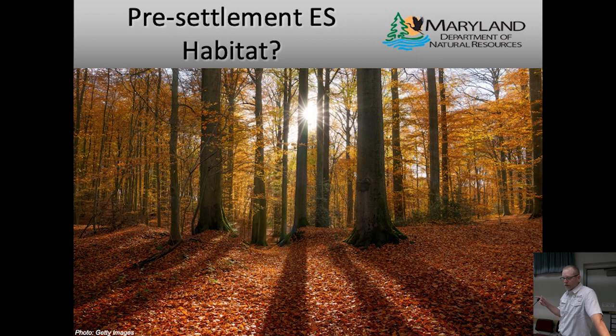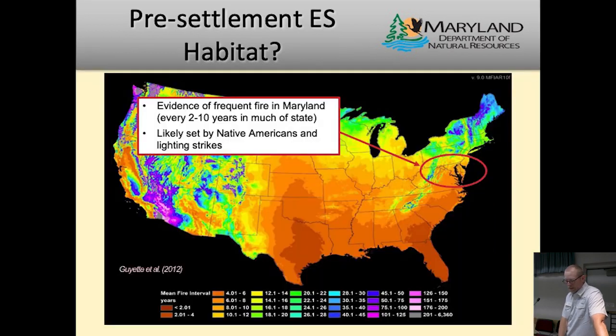A quick little sidebar, just a couple slides here, because we get a lot of questions: okay, this type of habitat, we're talking a lot about disturbance and something has to happen to create this habitat. Would this really have been here in much quantity prior to European settlement? So we kind of have this romantic vision of what Maryland was like, from the mountains to the coast, this parkland of large trees with a nice carpet of leaves.